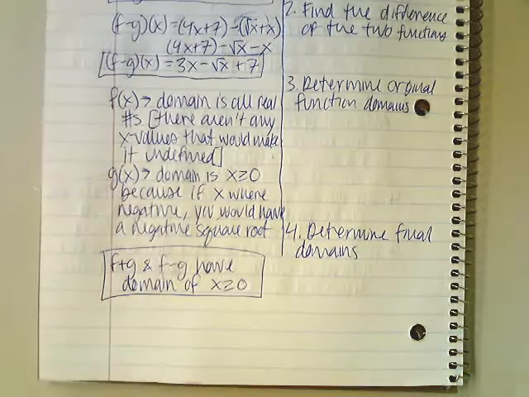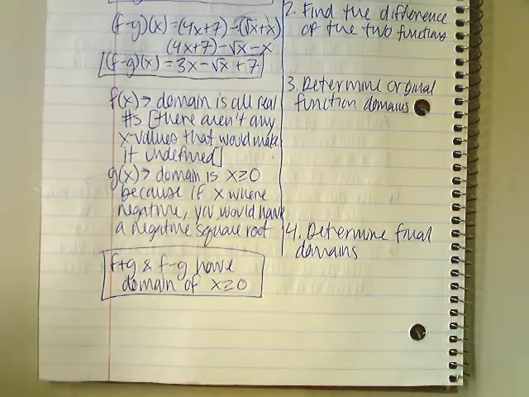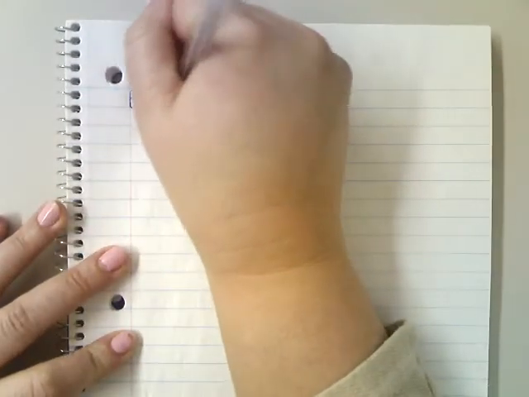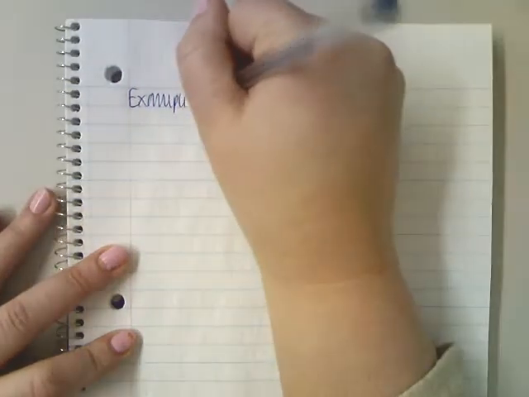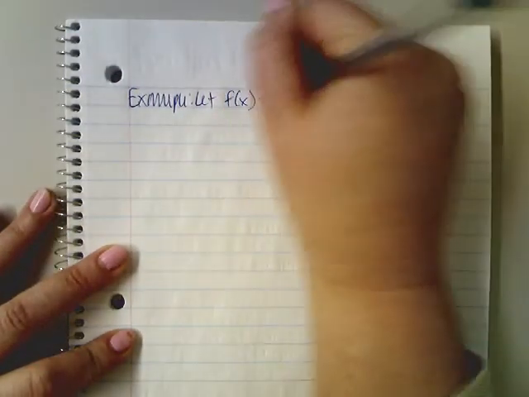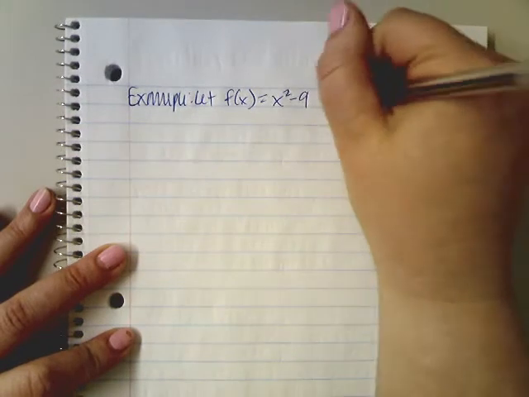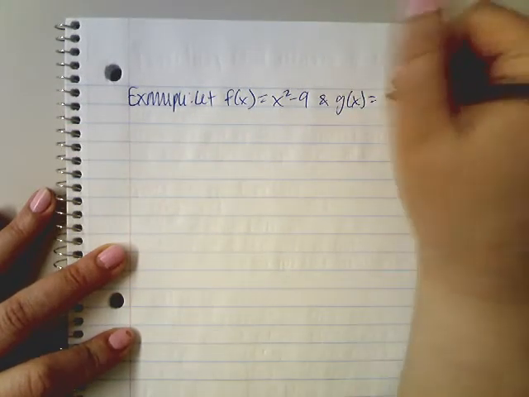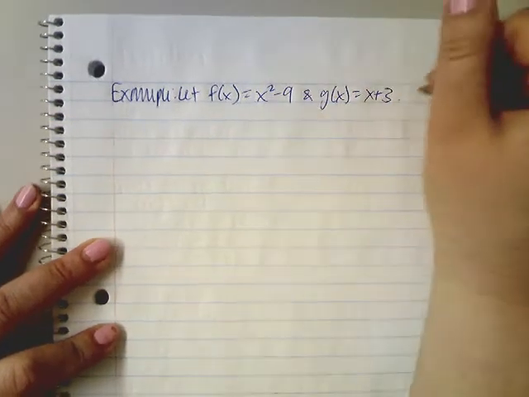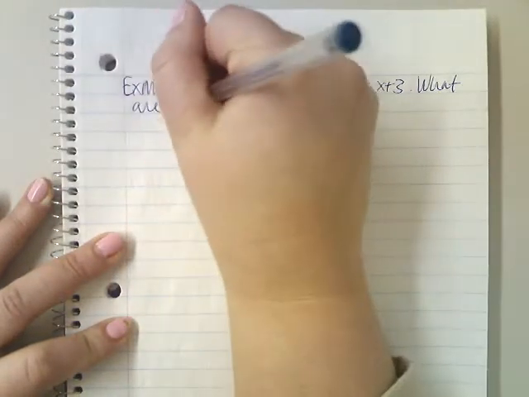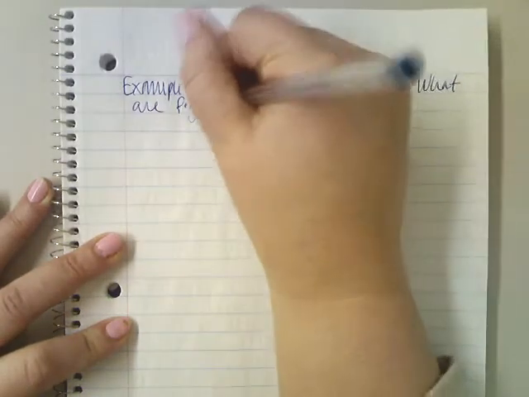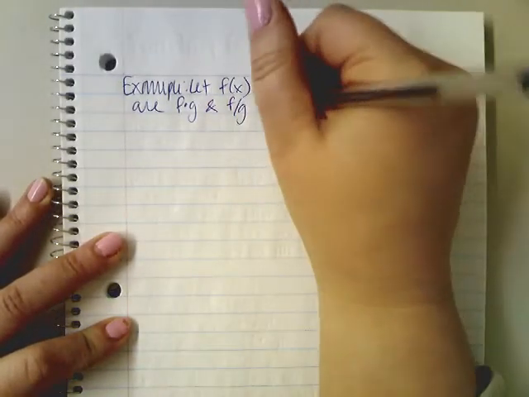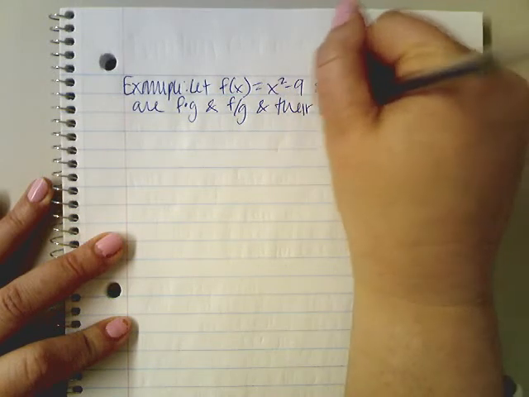All right, so I'm going to flip the page and do one more slightly trickier example with multiplication and division. For this example, I want us to let f of x equal x squared minus 9 and g of x equal x plus 3. And I'm asking, what are f times g and f divided by g and their domains?